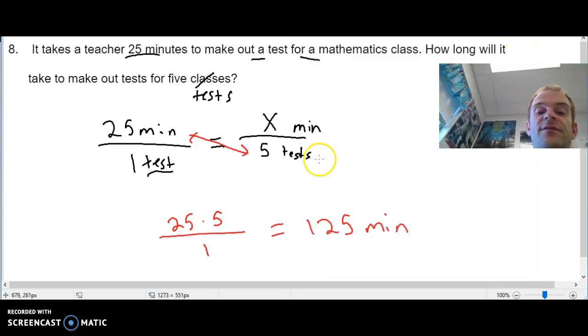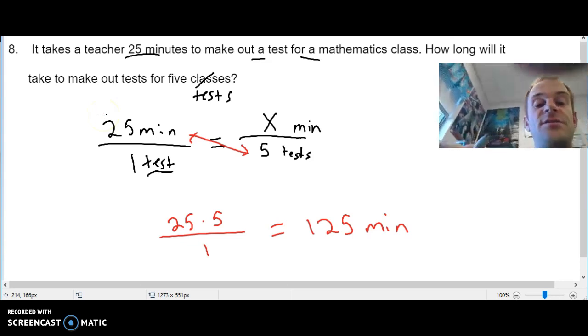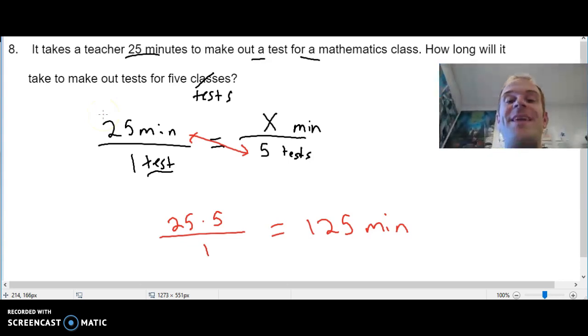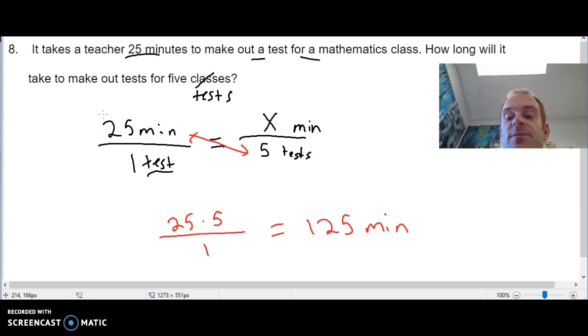This 125 is the right answer because that makes this ratio over here equal to the same thing as this ratio. Okay? And so that's how we can do that with any type of proportional problem.